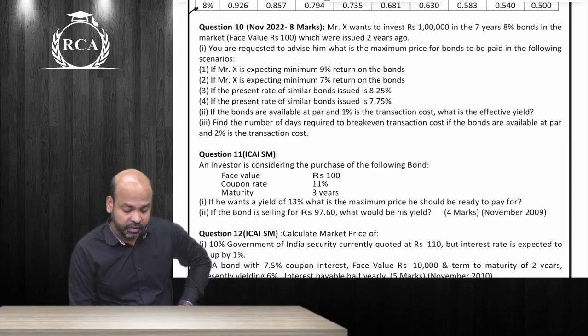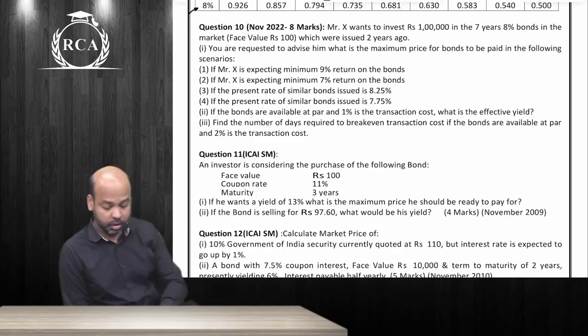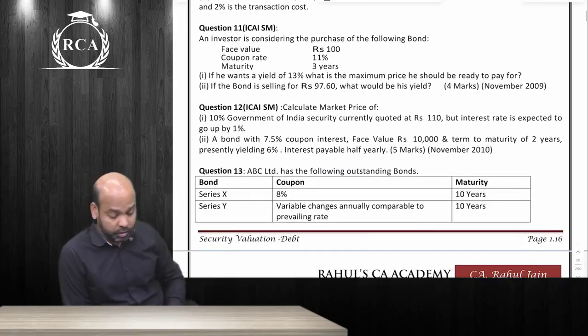An investor is considering the purchase of the following bond. Face value is 100 rupees. Coupon rate is 11%. Maturity is 3 years. If he wants a yield of 13%, what is the maximum price he should be ready to pay for? And if the bond is selling for rupees 97.6, what would be his yield?